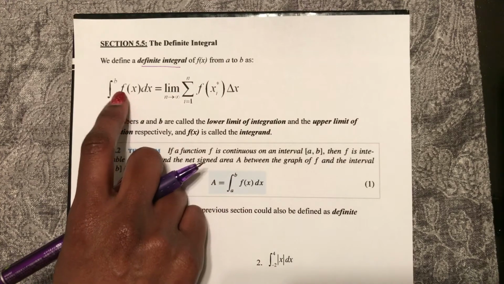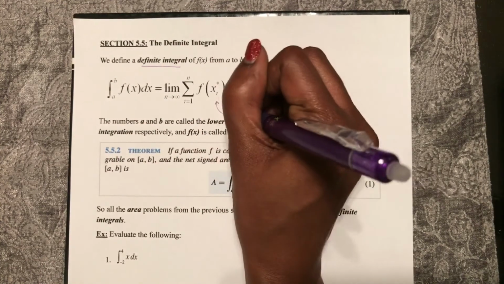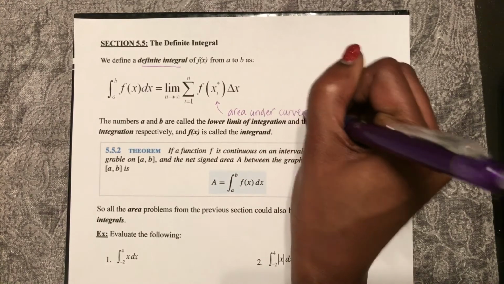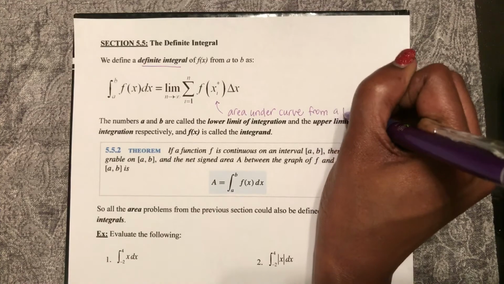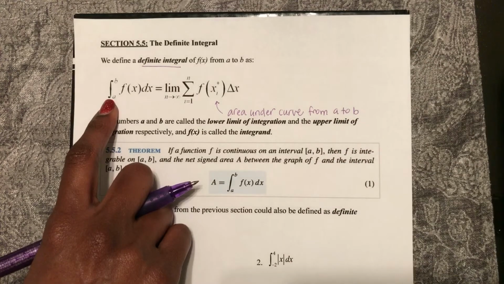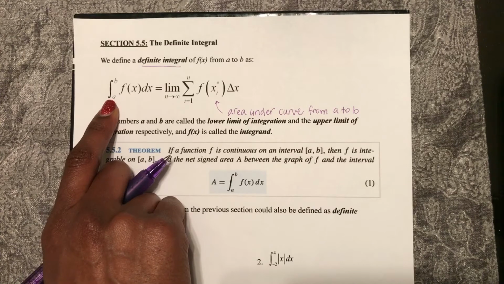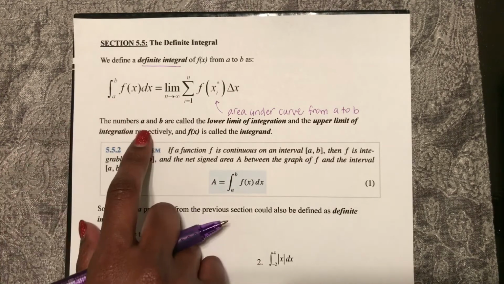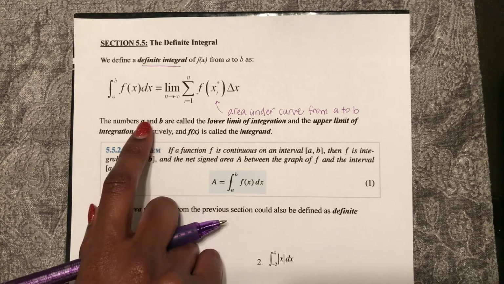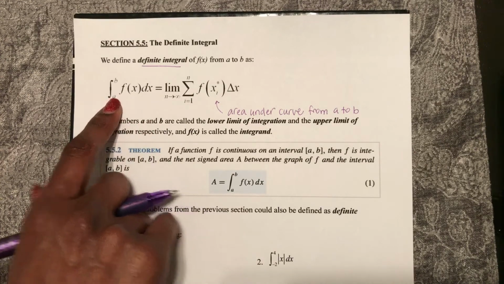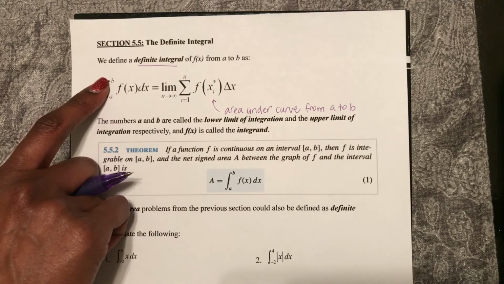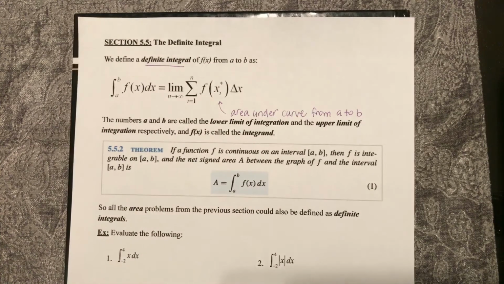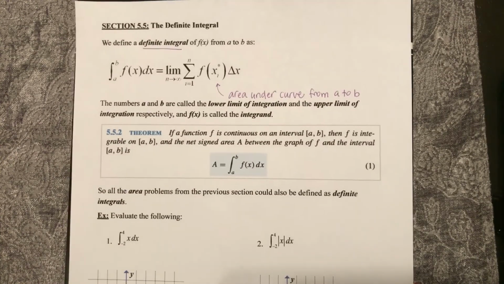So the definite integral from a to b, and remember this is just sigma notation for area under the curve from a to b. So this is how we will identify what geometrically a definite integral means. So more vocabulary, a and b. a is the lower limit of integration, b is the upper limit of integration, and f of x is called the integrand. So these are just some vocabulary words to connect with the definite integral.